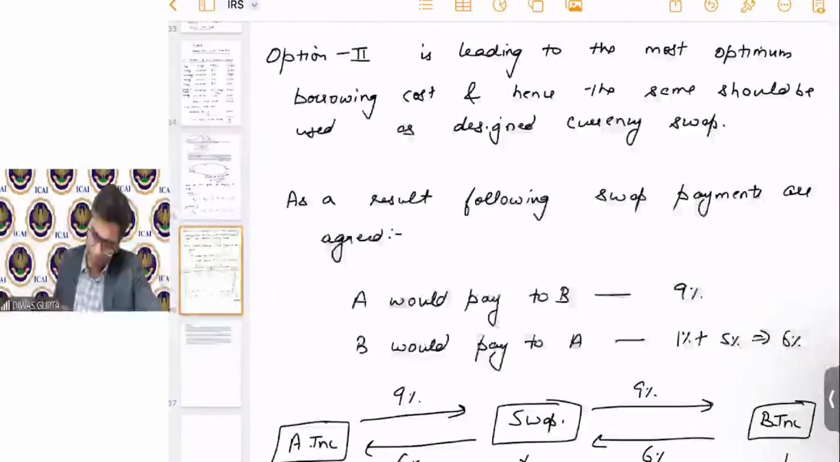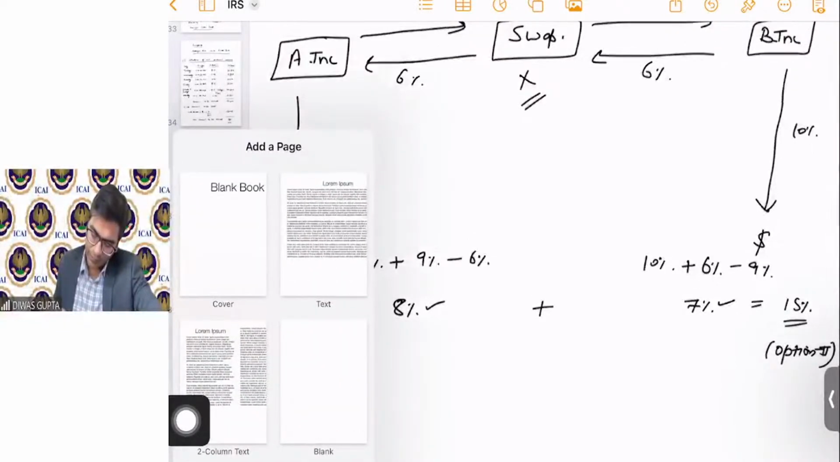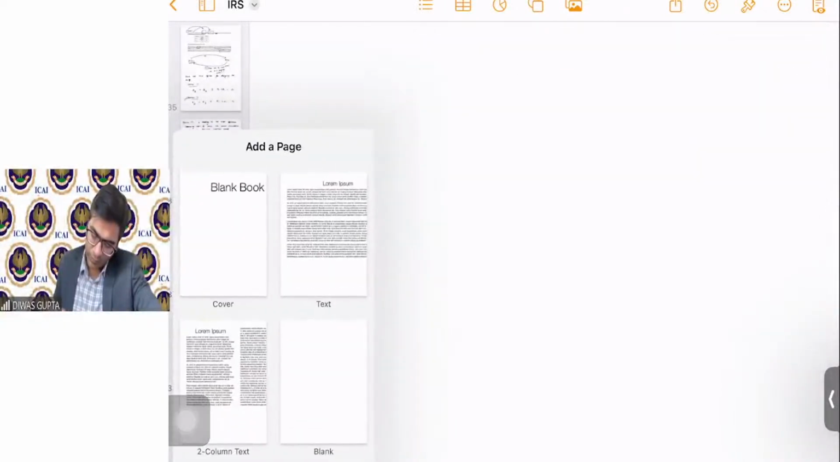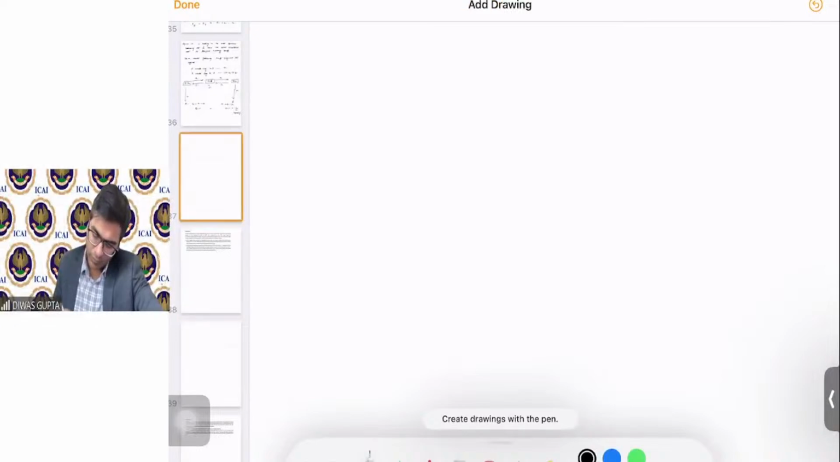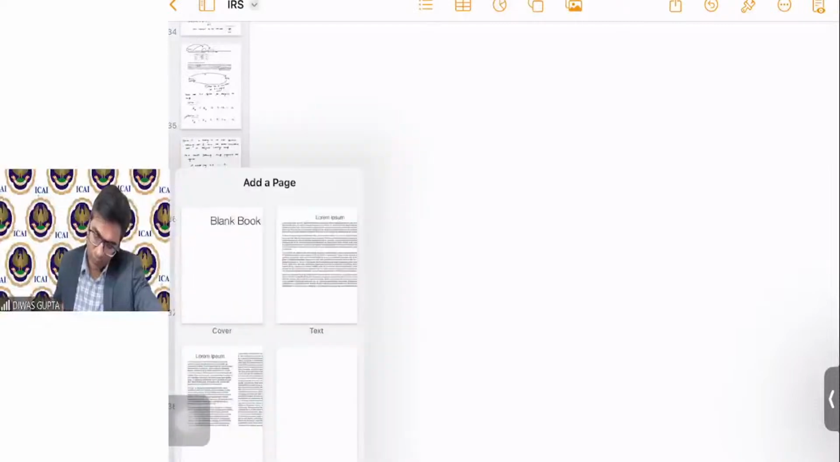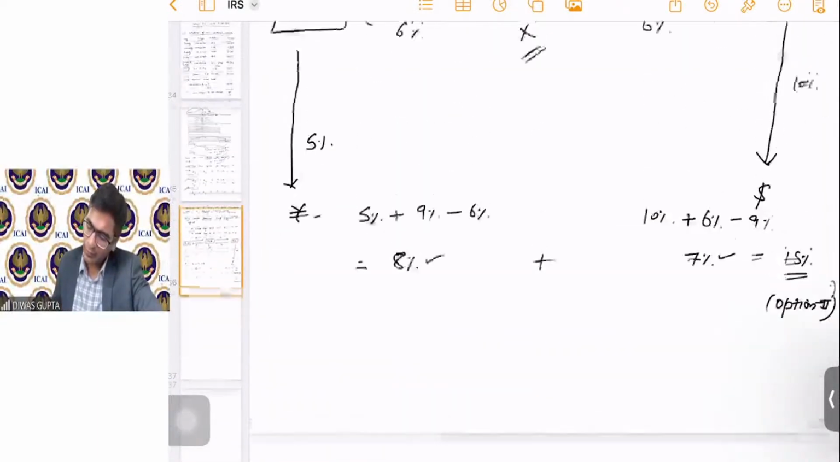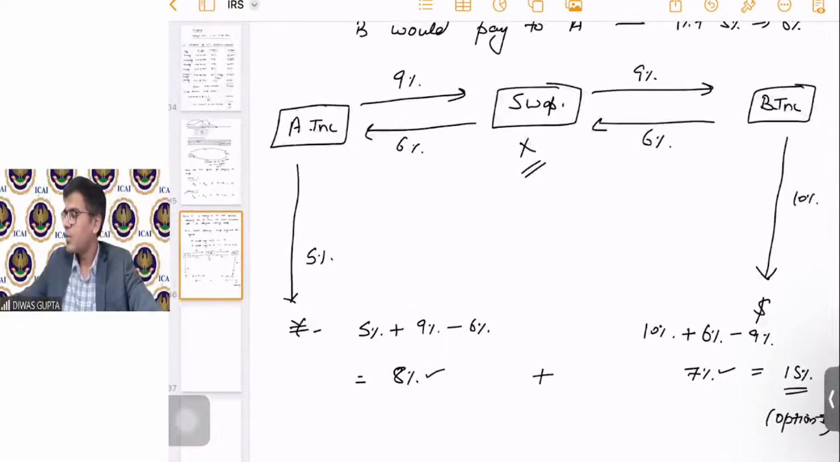I hope students the swap is clear. Yes. I hope the swap is clear, students. Okay, Viraj and Shailesh, thank you.